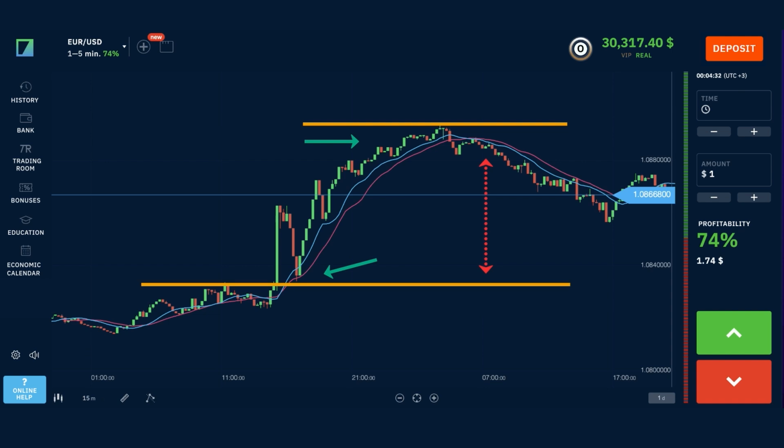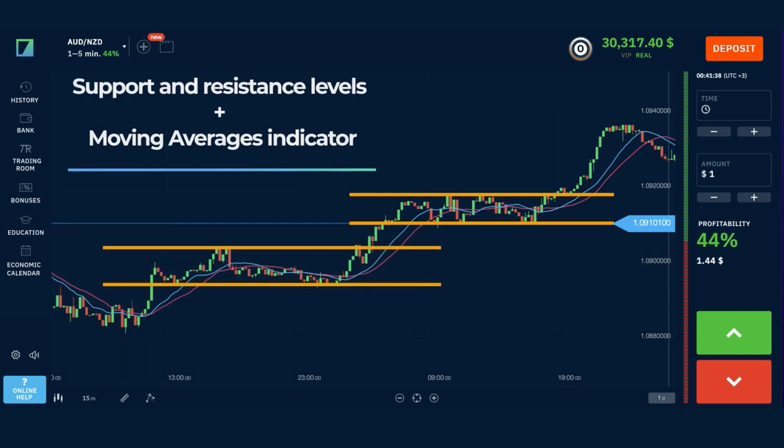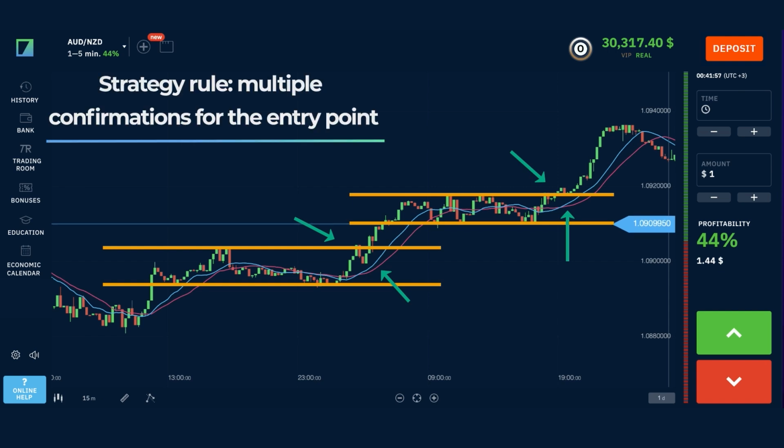So the main goal of this strategy is to use short periods to identify and capture short-term trends. To do this, traders use support and resistance levels in combination with other tools such as patterns, RSI, oscillators, and Fibonacci lines. In our strategy, we will combine support and resistance levels with moving averages. Support and resistance levels will serve as probable points of reversal or breakout, while moving averages will confirm the market's overall intention. The main rule in this strategy is to find multiple confirmations for the entry point.